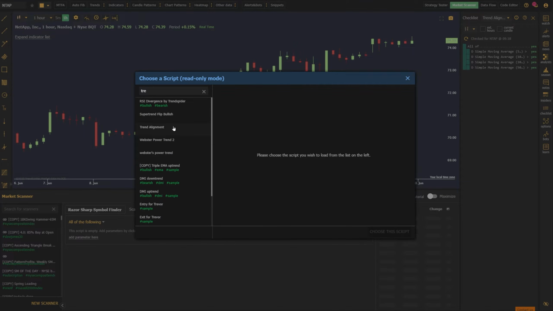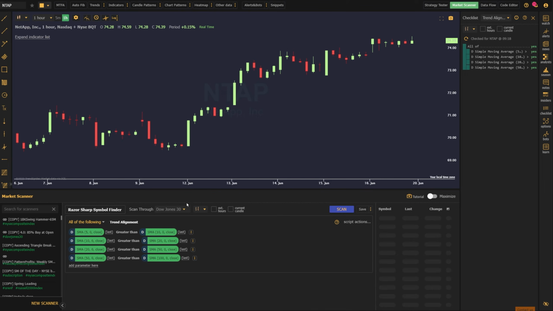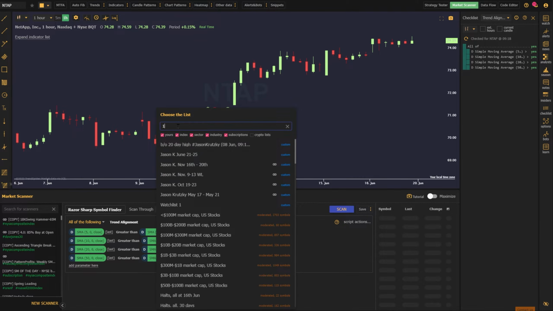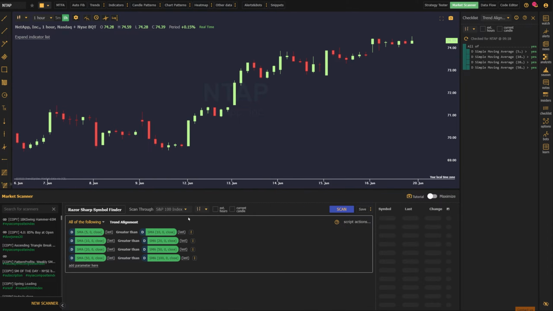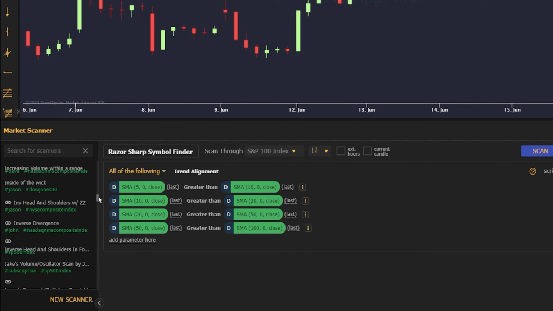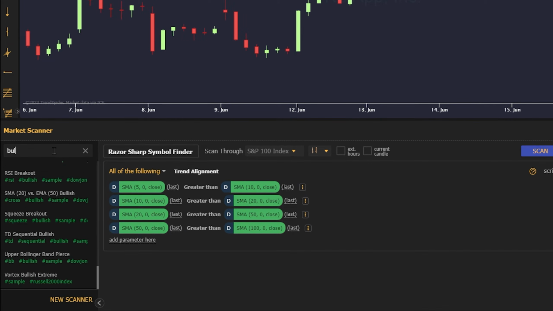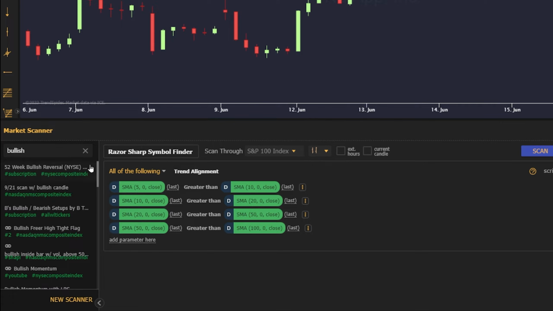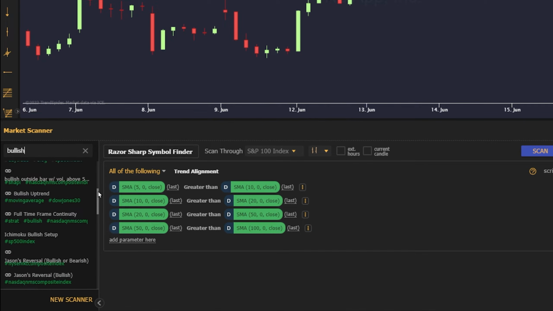Now, you might have particular setups that you like to trade, but if you don't and you need help picking out some potentially bullish entry conditions, you can utilize the market scanner, which contains presets for many different types of setups. Type bullish into the search bar, and all of the relevant condition sets will populate for you.